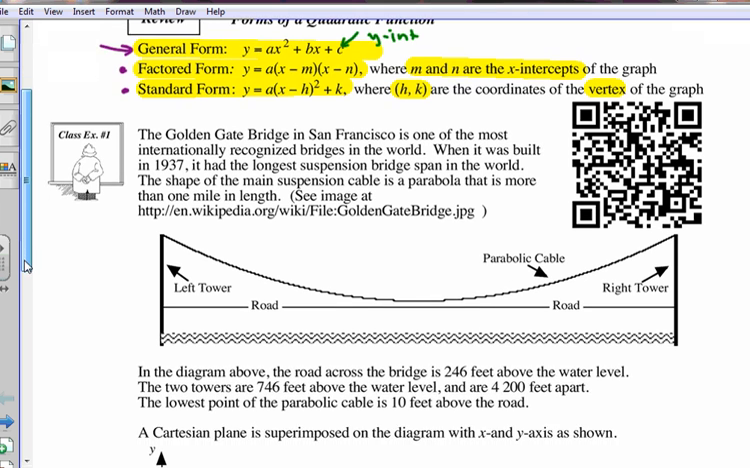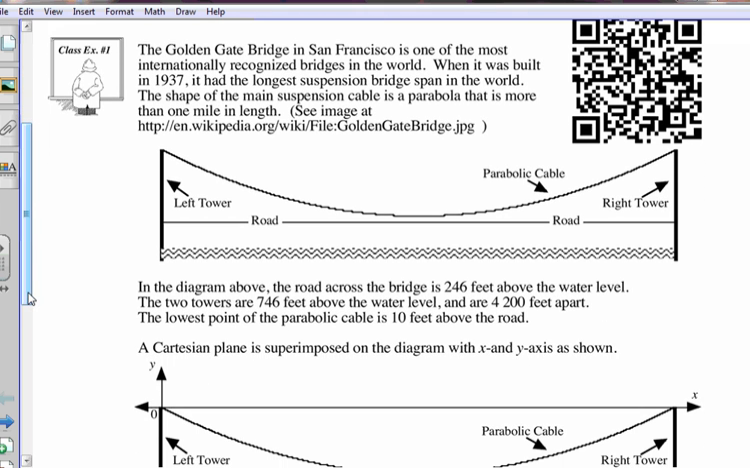So here is the Golden Gate Bridge in San Francisco. You ever seen it? It's really cool. On Full House, maybe? It's one of the most internationally recognized bridges in the world. When it was built in 1937, it was the longest suspension bridge span in the world. The shape of the main suspension cable is a parabola that is more than 1 mile in length. That's pretty long for a bridge.